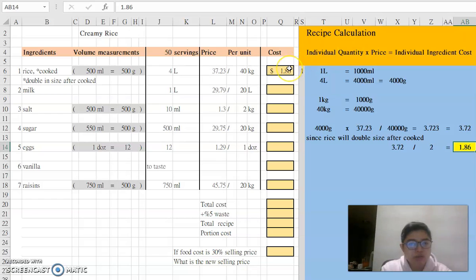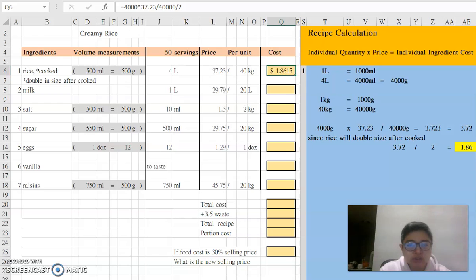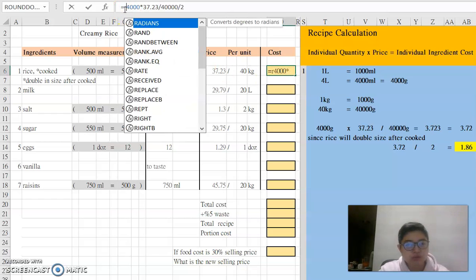And I wanted to advise how to use the round up here, because when I increase the decimal place here, you can see 1.8615. This is 4 decimal places. This is automatically calculated by the Excel. But if we need to have the 2 decimal places, we need to round up here.